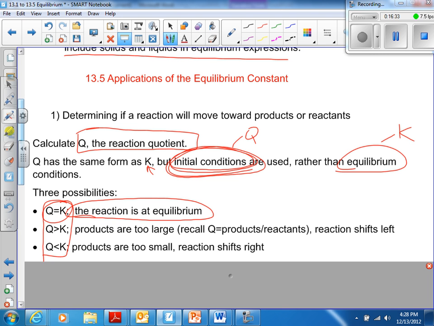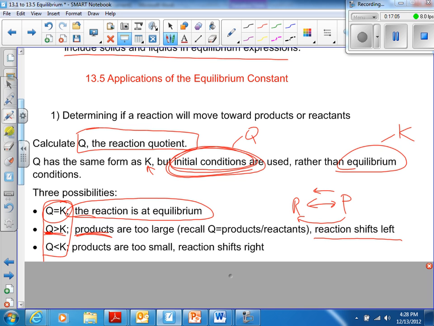If Q is bigger than K, you got to remember, Q and K are products over reactants. Well, if Q is too big, ultimately at equilibrium, we have to get to K. If Q is too big, the products are too big. So we got to get rid of some products, and we'll go toward the reactants. We shift to the left, because a reaction shifting left means you are making more reactants and less products. Products are turning into reactants.